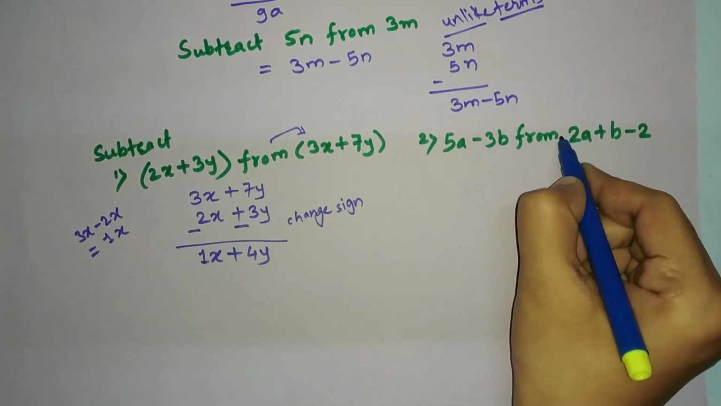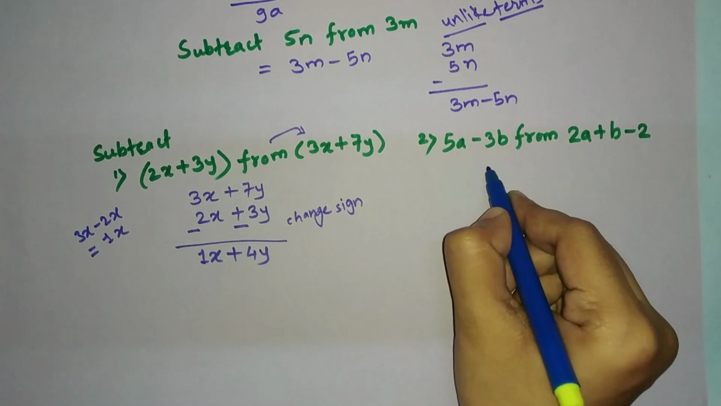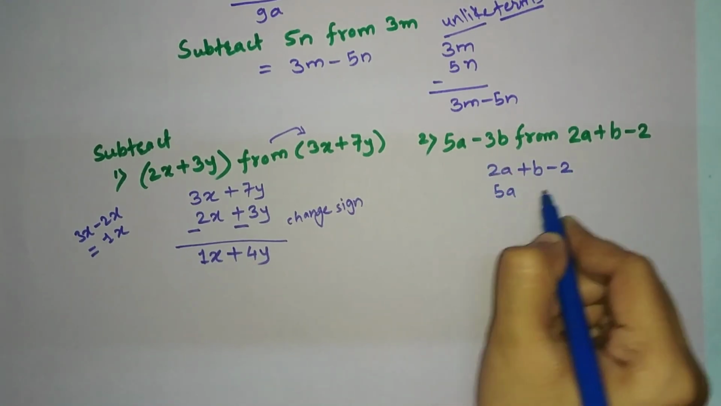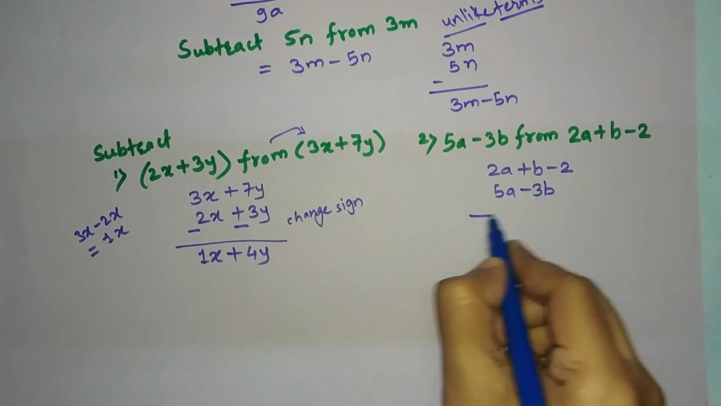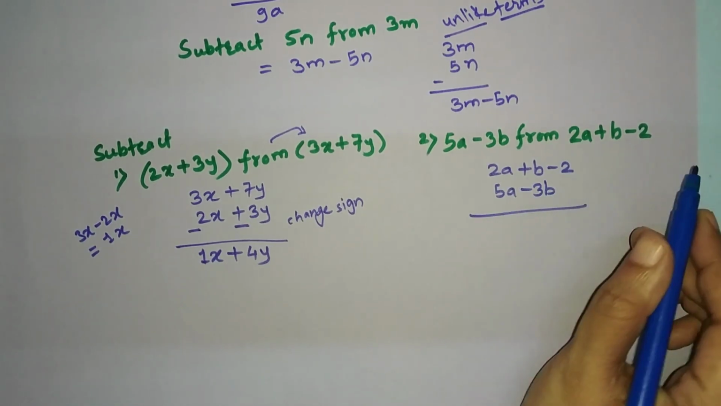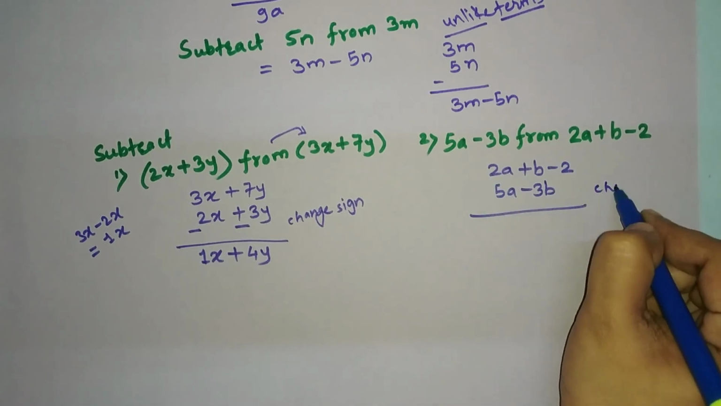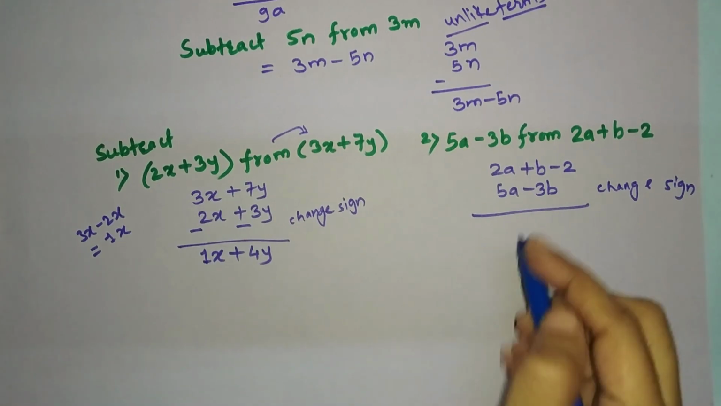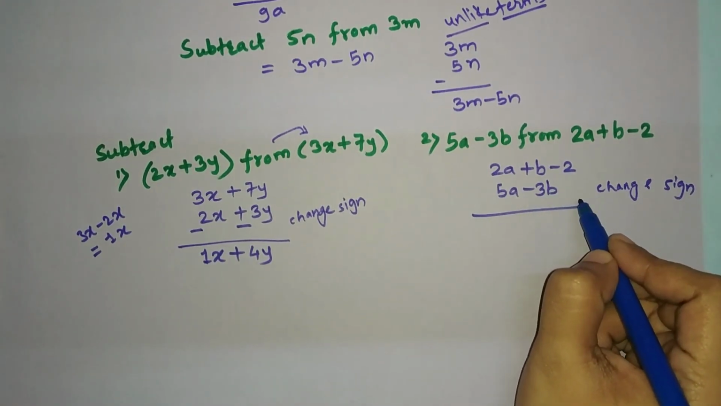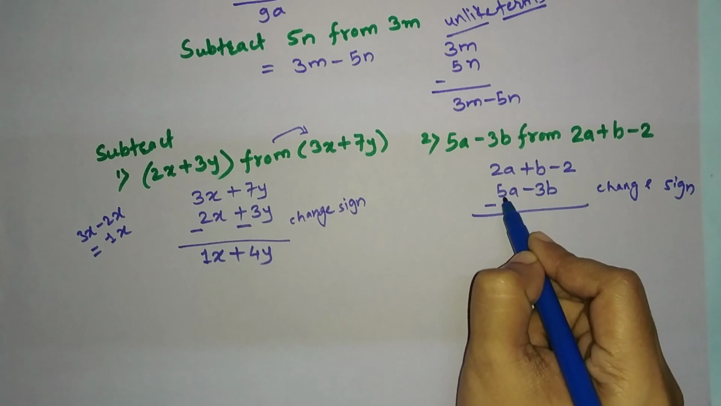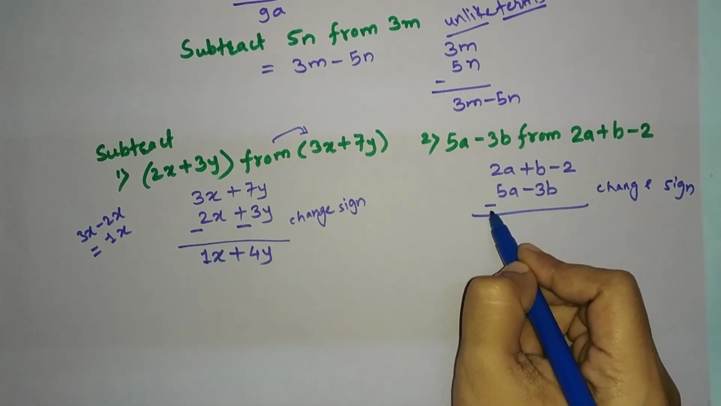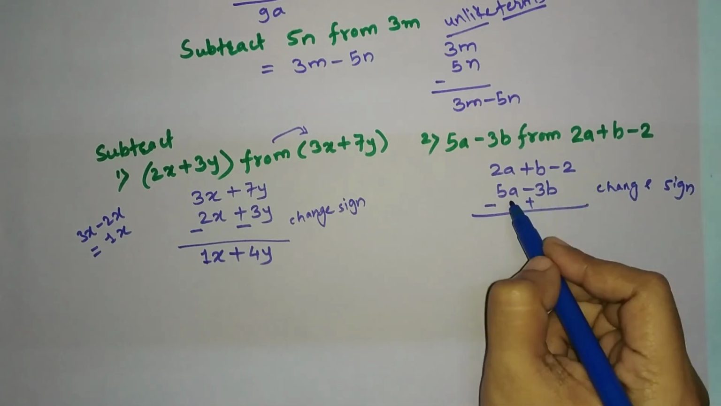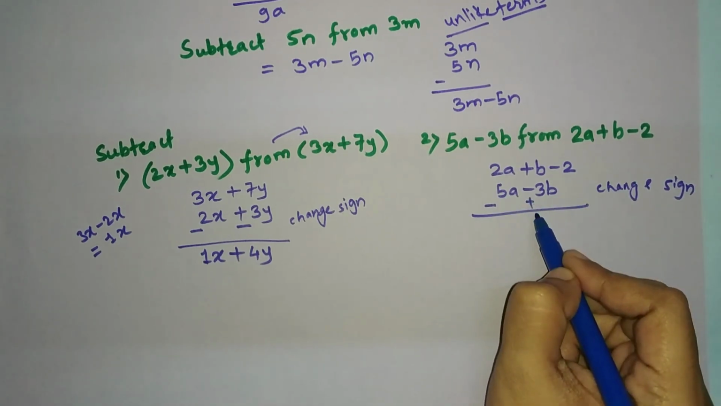That means plus 4y. This is the answer. Again here we need to subtract from 2a plus b minus 2, you need to subtract 5a minus 3b. And here no constant is available, so we'll leave it blank. Now change sign. So now here it is no constant, so we'll leave it like this. Now just change the sign of this minus. Actually it is a positive 5a, so it becomes minus 5a. Now it is minus 3b, so it will become a plus. When changing sign, the positive will give a negative, negative will give a positive.